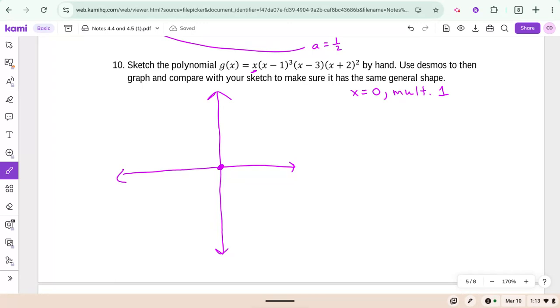Then I've got x minus 1 as a factor. And that means x equals 1 is my 0. So I'm going to come over here to 1. And I put a 0 here. This one has a multiplicity of 3. So I know it's going to do some kind of weird inflection thing there.